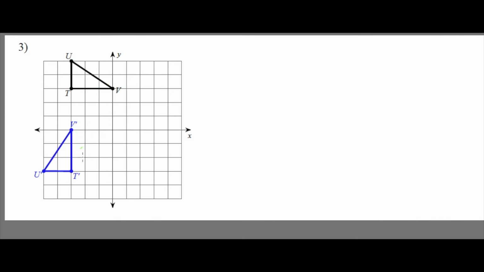For number 3, I noticed that my triangle UTV and my new image U prime V prime T prime are not facing the same direction. The only time that happens is when it's a rotation. But we need to decide what kind of rotation this is.